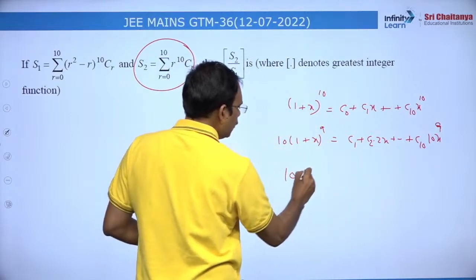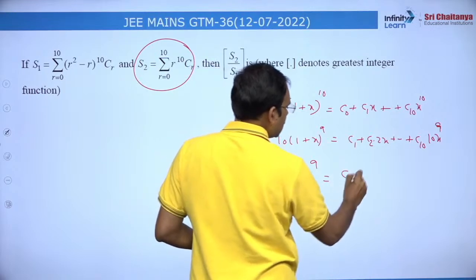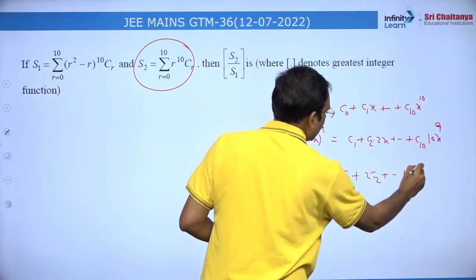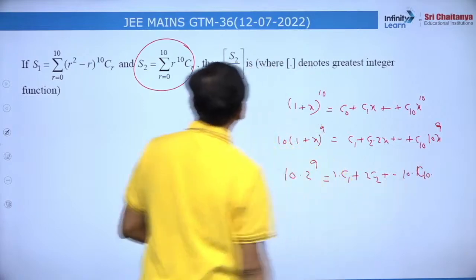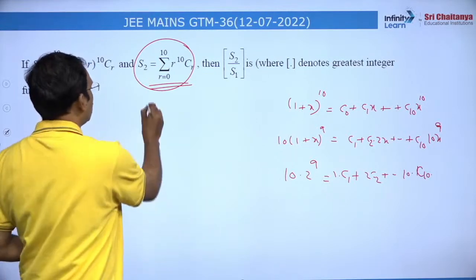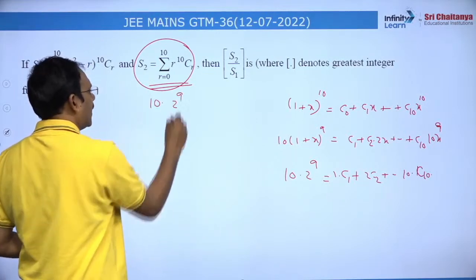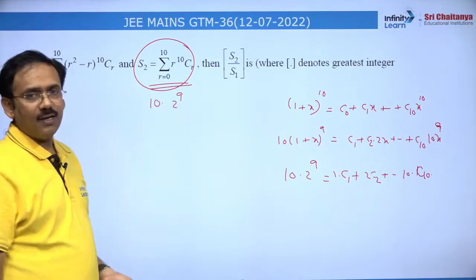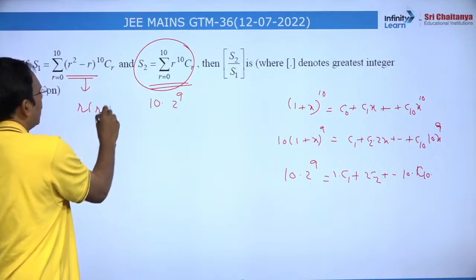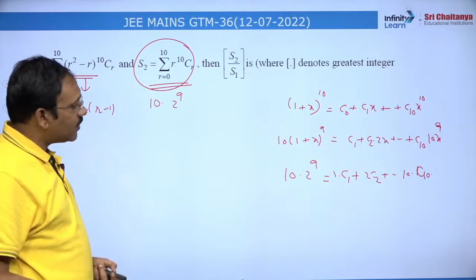So 10 into 2 power 9 is going to be C1 plus 2 into C2 plus and so on up to 10 into C10, which is nothing but this expression, my dear friends. So S2 is going to be 10 into 2 power 9, which is the numerator there. S1 means r square minus r, which is r into r minus 1, so you need to take the derivative twice.